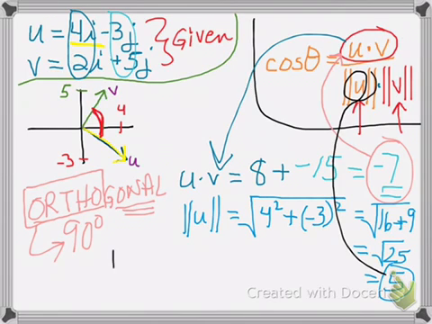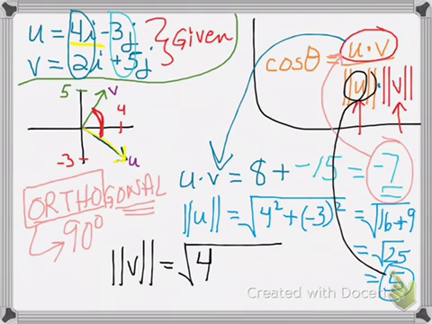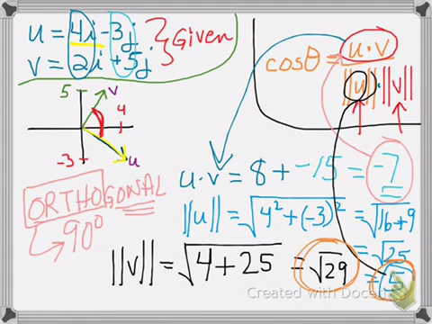Now I have to find the magnitude of vector v. So I'm going to square the 2 to get 4, I'm going to square the 5 to get 25, and that gives me square root of 29. Okay? So I have my 3 ingredients here. I have the dot product, which goes in the numerator. I have the magnitude of vector u, and I have the magnitude of vector v. So all I need is 3 numbers, and I need a graphing calculator or a scientific calculator to finish this thing off. So here we go.